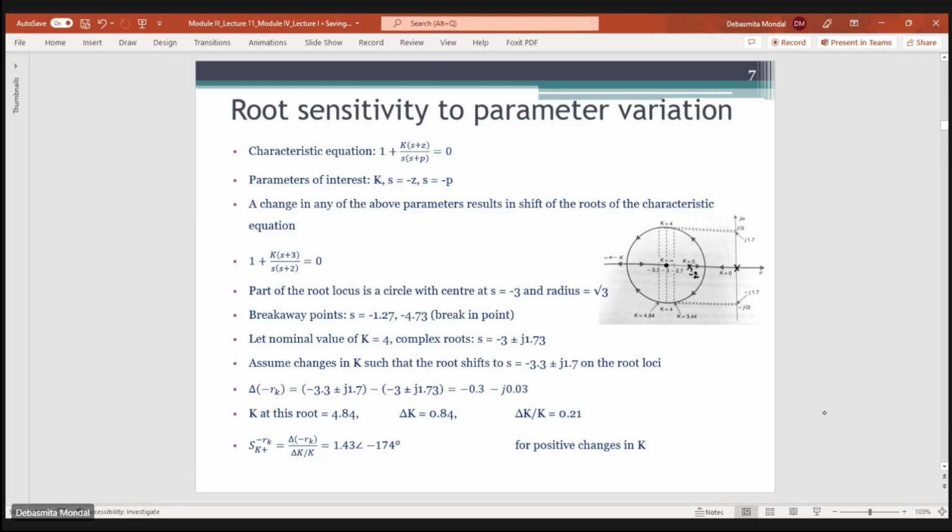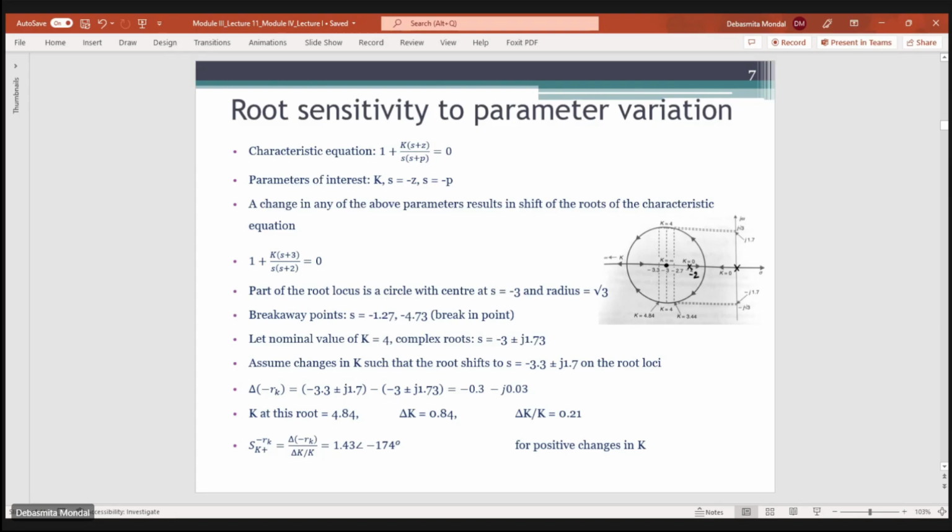That means the root locus starts from these two poles and moves towards each other, and this portion of the real axis is a part of the root locus. Similarly, from minus 3 to minus infinity, this part of the real axis is also a part of the root locus.